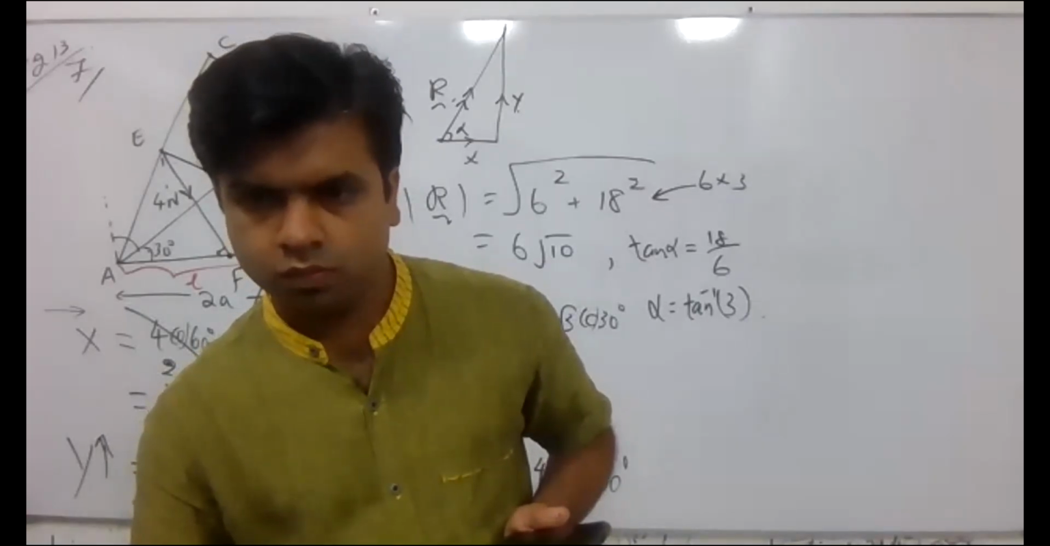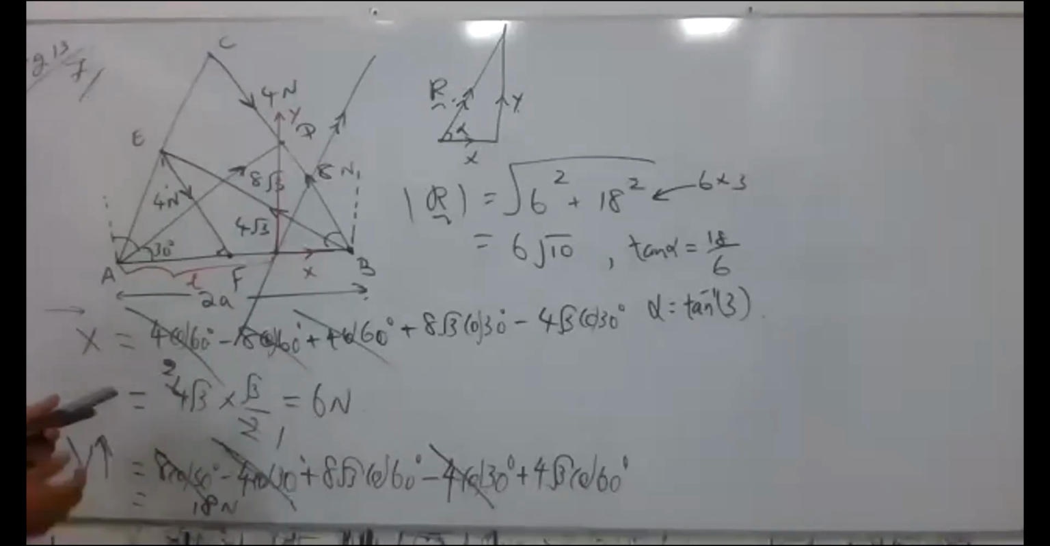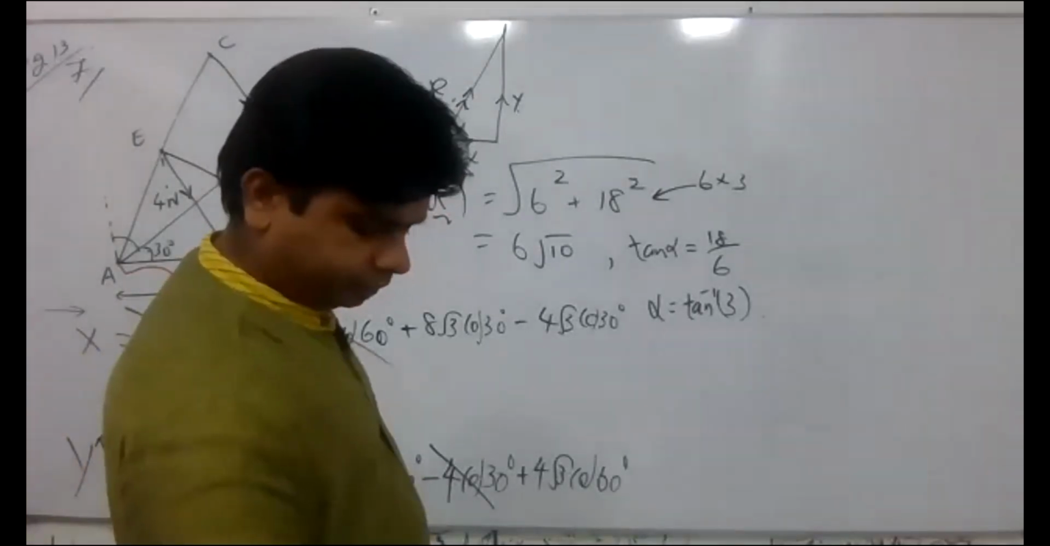Sir, the thing which you did behind, sir. Why is it 18 there? So cos 60, sir, so half means. Yes, correct. Good.